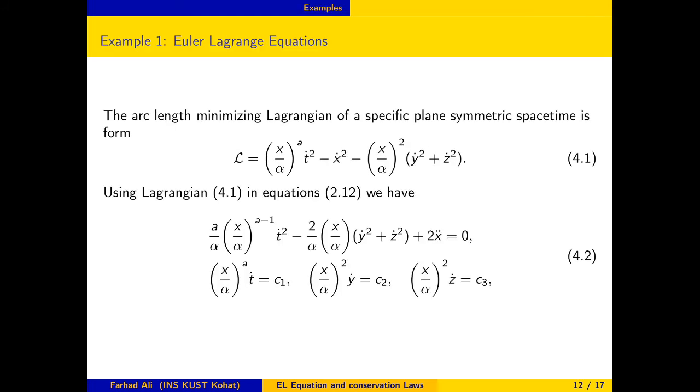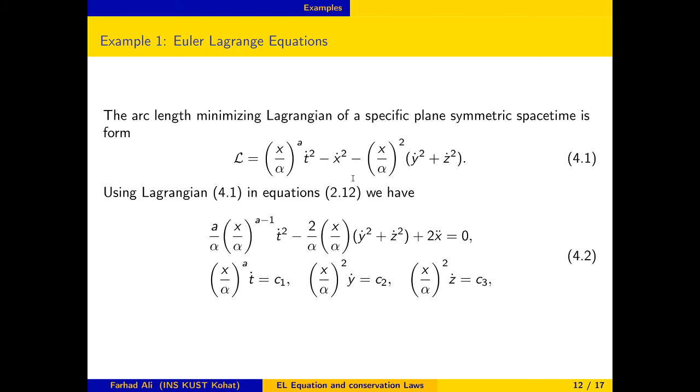Okay, so let's see example 1. I take this Lagrangian, a spacetime Lagrangian. This is a 4-dimensional Lagrangian, first order. The Euler Lagrange equations are given over here. How are these derived?